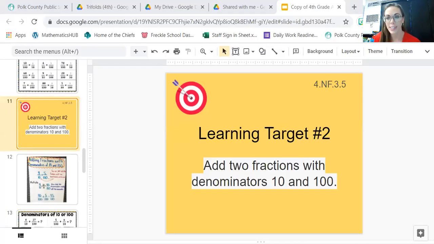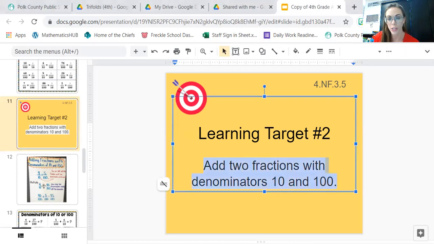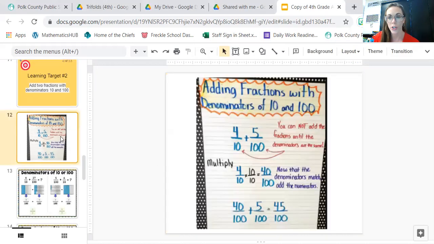Hi, fourth grade. Today we are moving to learning target 2, which is add two fractions with denominators 10 and 100. In your Google Slides, you have an anchor chart to remind you that when we're adding two fractions, you cannot add the fractions until the denominators are the same. So we cannot add 4/10 plus 5/100 until those denominators are the same.